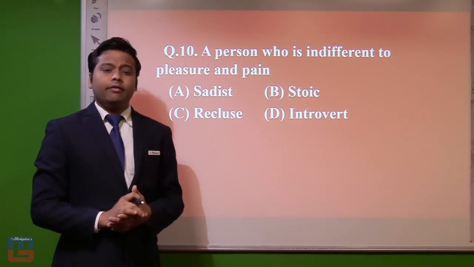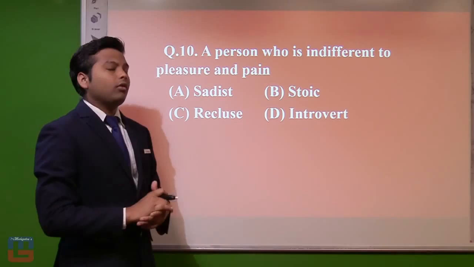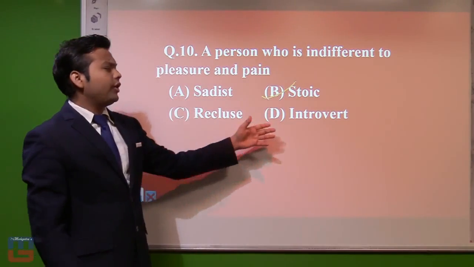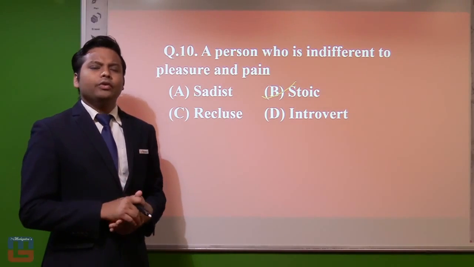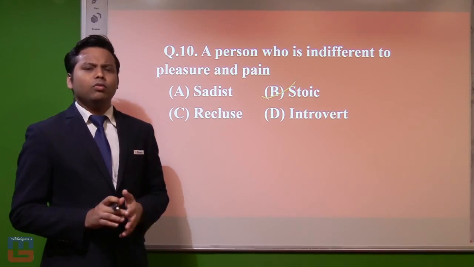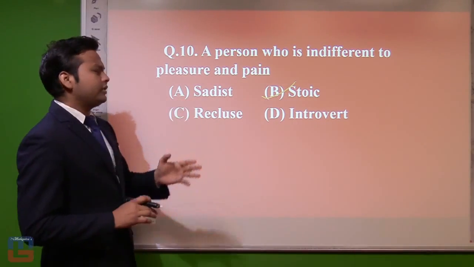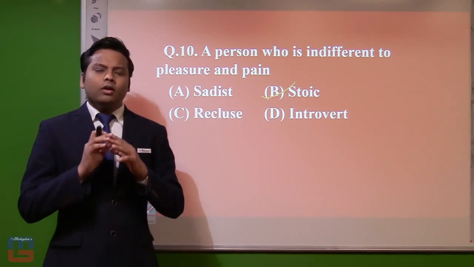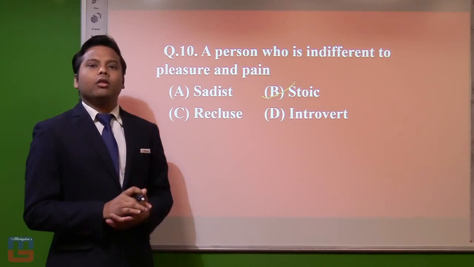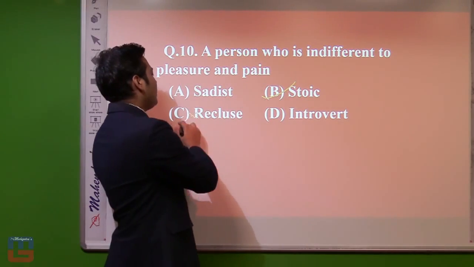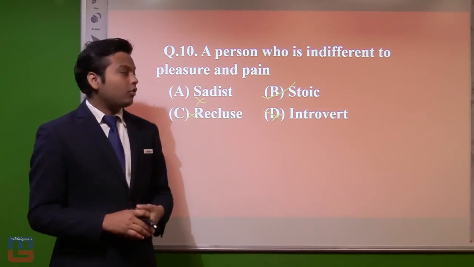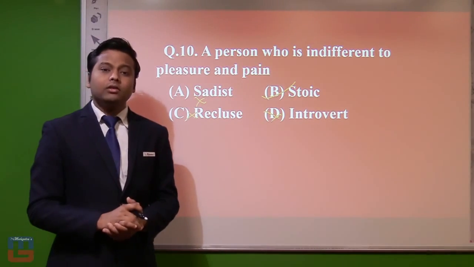A person who is indifferent to pleasure and pain, we all know that is stoic. Then what do we mean by sadist, recluse, or introvert? Introvert is someone who is very conservative. Recluse is someone who stays alone and does not mingle with anyone. A sadist is someone who feels happy to inflict pain on others. So these three can't be our option. We are left with option B, for question 10, that is stoic.